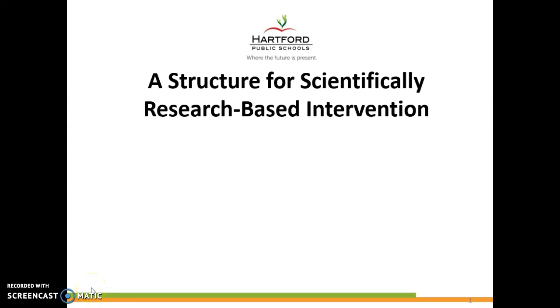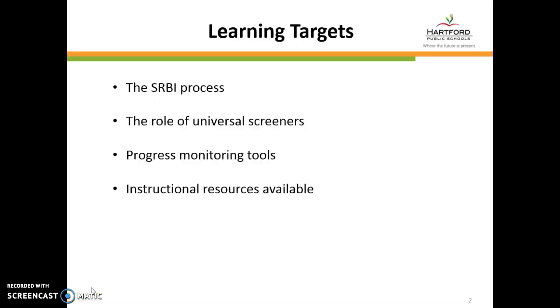Today our session will be focused on how to create a structure for scientifically research-based intervention. We have some learning targets here to frame our time. The first would be to gain an understanding of the SRBI process, to learn more about the role of universal screeners, to talk in detail about progress monitoring tools, and to discuss some of the instructional resources that are available.